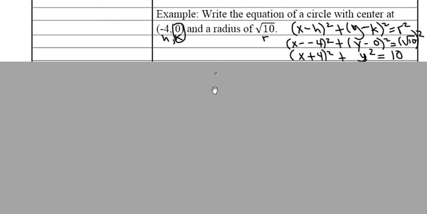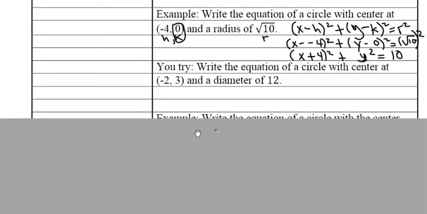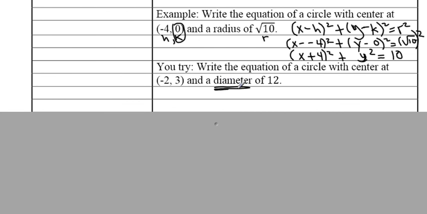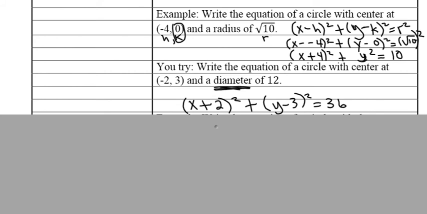Okay, so I'd like for you to try this next example on your own. Be careful, this time they give you a diameter and not the radius. Pause the video and see if you get the same answer as I do. So your final answer should have been (x + 2)² + (y − 3)² = 36. If that's not what you got, go ahead and raise your hand.